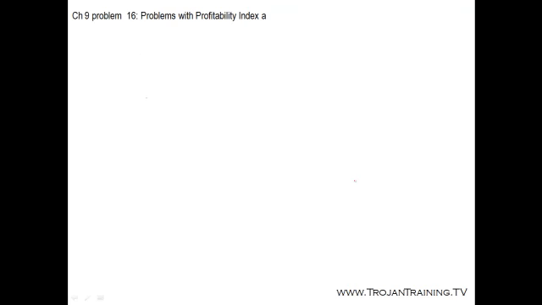Chapter 9, Problem 16. We have two mutually exclusive projects here. Question A asks, if the required return is 10% and the company applies the Profitability Index decision rule, which project should the firm accept?